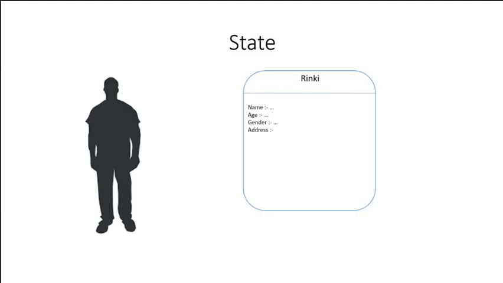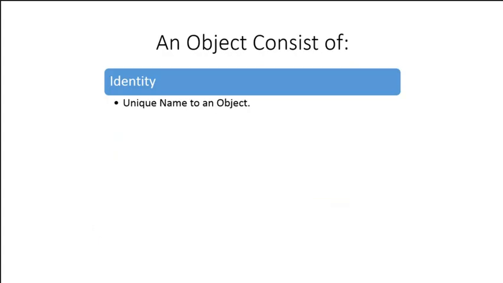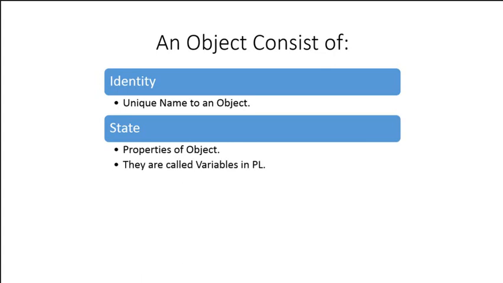Objects can also contain other objects as attributes. Suppose there is an object of person class, we call it Rinki. It can have attributes such as name, age, gender, and address. But address can also have house number, street, city, state, and country. So, here we have created address01 object and assigned it to the address variable of the Rinki object. So, a unique name gives identity to the object and variables define the state of the object.